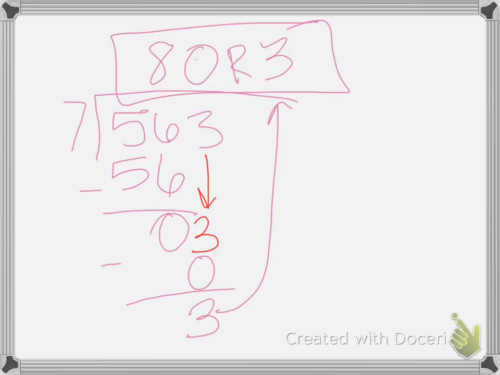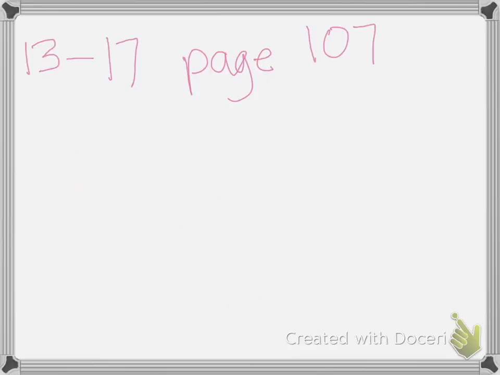Right now I want you to try some on your own. Okay, in your books on page 107, I want you to try problems 13 through 17, please. And then you're going to go ahead and type your answers in the quiz box. And make sure you can bring it to show me during small groups, either tomorrow or today.